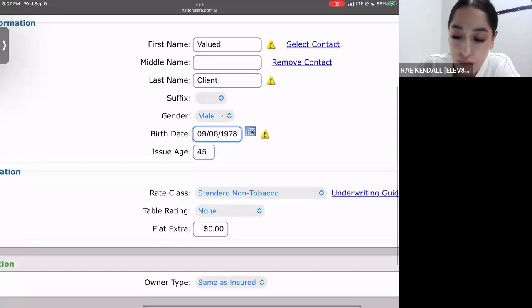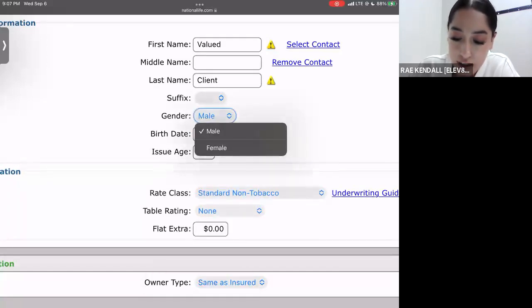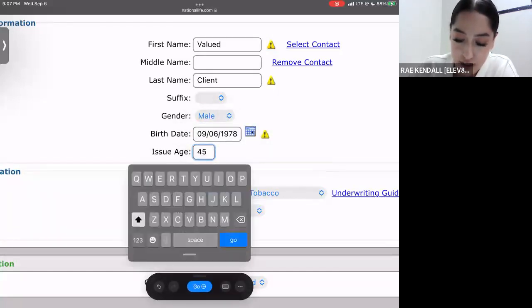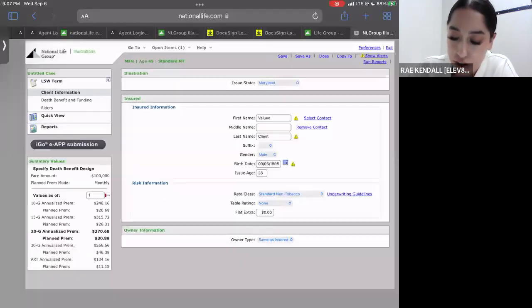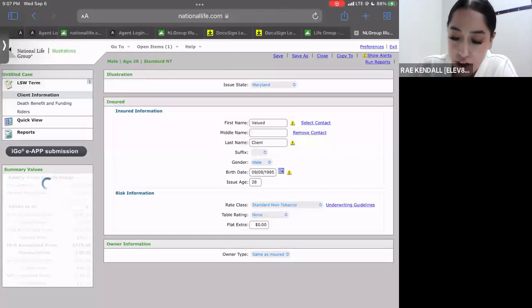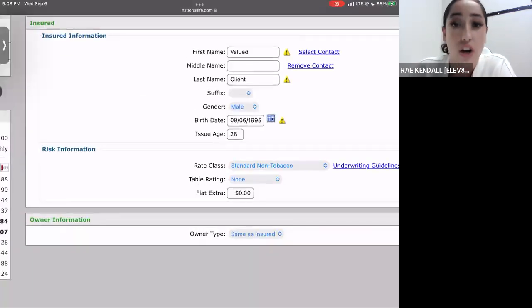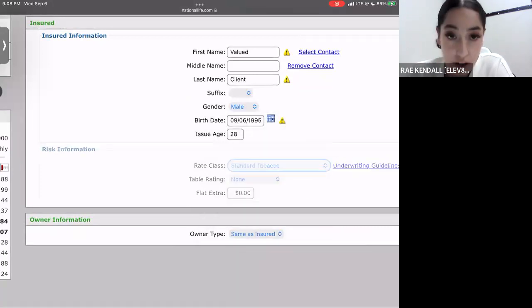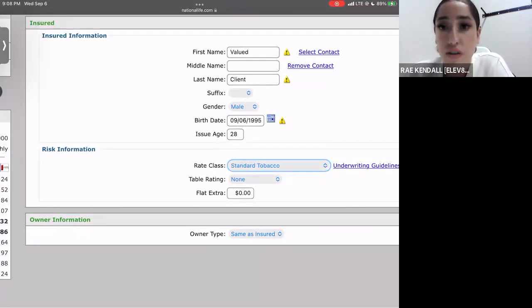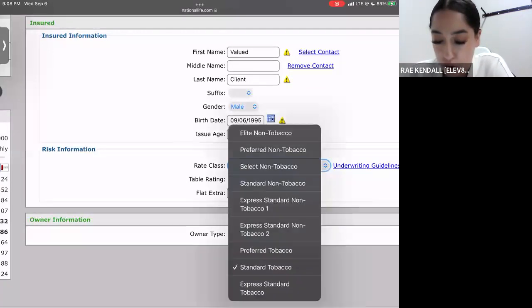Select their gender, select their age, and say, 28-year-old male looking for coverage. This risk information, the rating class, you always leave it on standard non-tobacco if they're not a smoker. Don't do anything else. If they are a smoker and they've said, I smoke cigarettes, standard tobacco. So ask them, what's your age? 28. Cool. Are you a smoker, non-smoker?